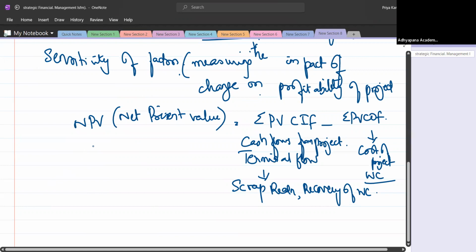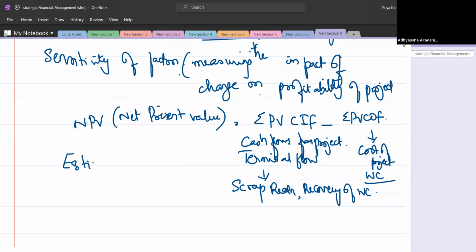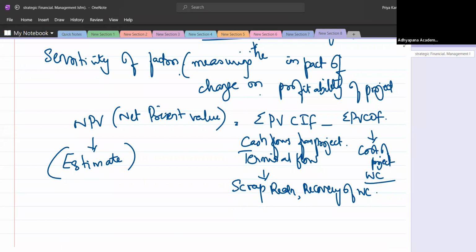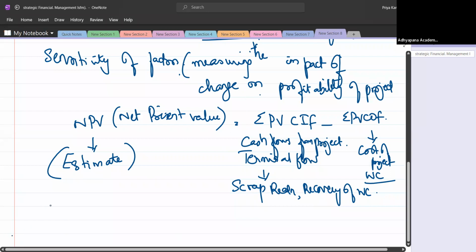What is this NPV? It is an estimated value. This NPV is the benefit derived from the project, but that benefit derived from the project is only an estimate. It is not actuals. This estimate is subject to fluctuations in future. See, nothing can be predicted. We thought COVID is over. It is coming back now, right? So nothing can be predicted.